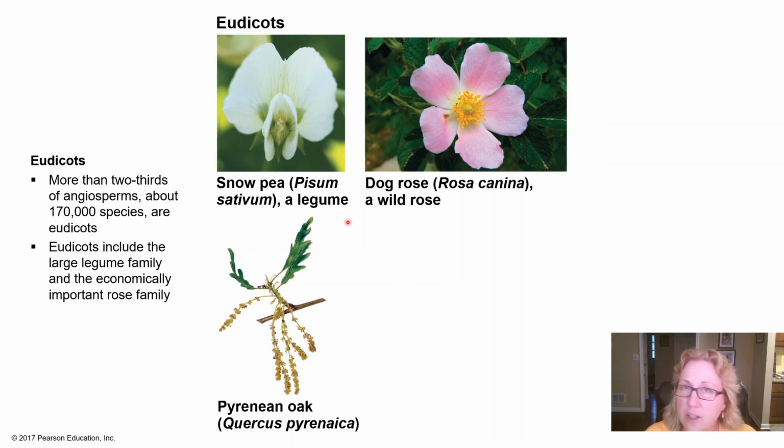Eudicots, the entire legume family, so all the beans, including soy, those are eudicots. Roses are eudicots. Most of our trees, so maples and oaks, and all of those kind of trees are eudicots as well. 2/3 of the flowering plants are eudicots. So all the rest of those, the monocots and all of those more primitive flowering plants, they're only 1/3 of all of the flowering plants. 2/3 of them are eudicots.